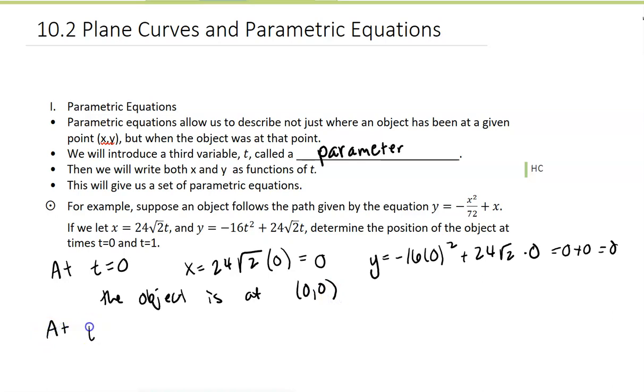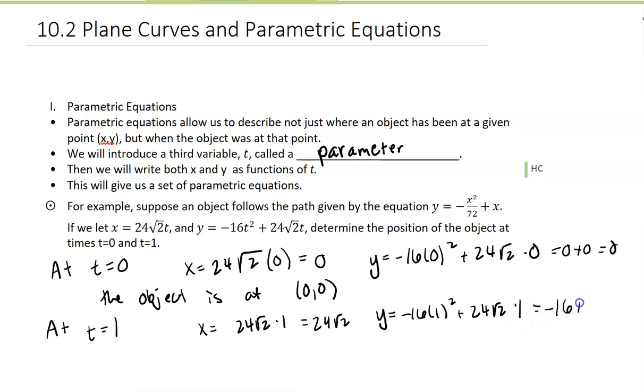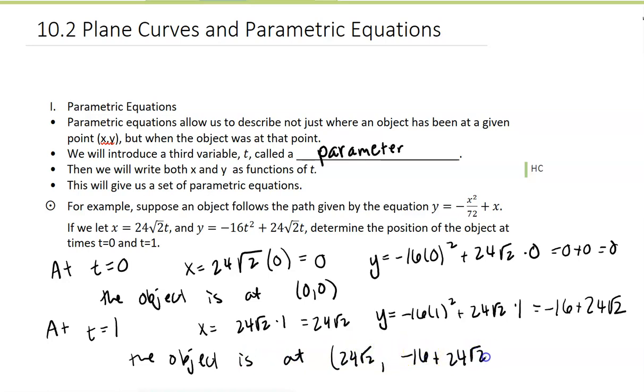At t equals 1, x will be 24 times the square root of 2 times 1, which is 24 square root of 2. And y is going to be negative 16 times 1 squared plus 24 square root of 2 times 1, which is, of course, negative 16 plus 24 square root of 2. So the object is at that position where x equals 24 square root of 2 and y equals negative 16 plus 24 square root of 2. At the times t equals 0 and t equals 1, we have the coordinates of the object.